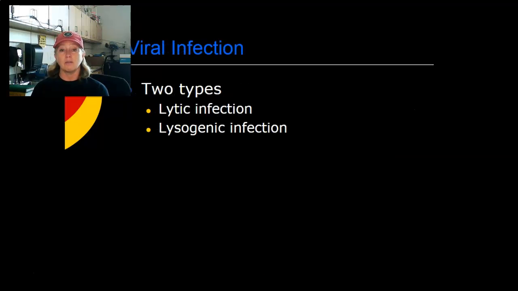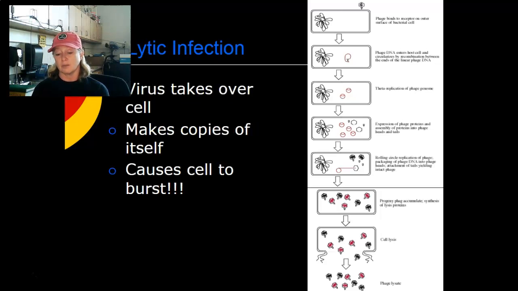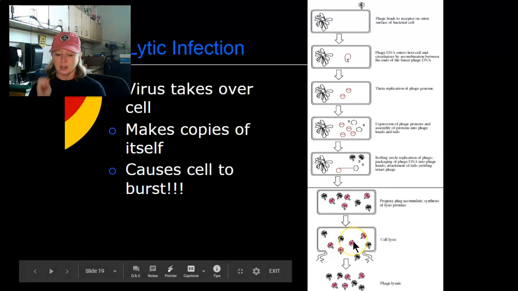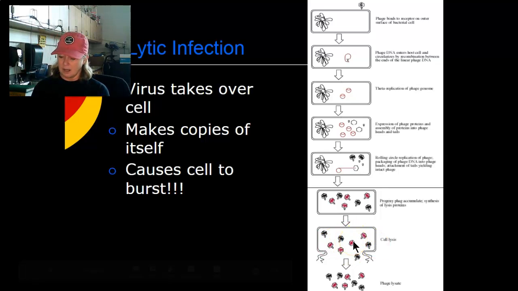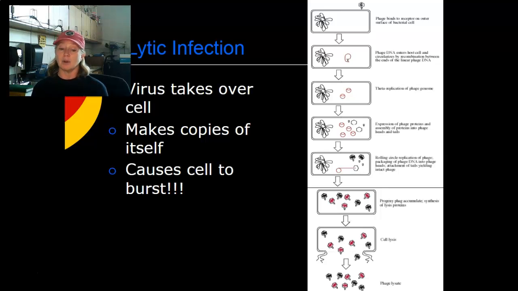All right, when you are infected by a virus, you can get 2 different types of infection, lytic infection or lysogenic infection. In a lytic infection, the virus is going to take over the cell. It's going to make copies of itself, and it's going to cause the cell to burst. You can see in this picture, this is a bacterium. There's the T4 bacteriophage. It has inserted its DNA. The DNA is going to reproduce. It's going to start using the ribosomes to make its protein capsids. And now I've made all these copies of myself, and I'm going to actually bust out of the cell so that I can go and infect more cells.